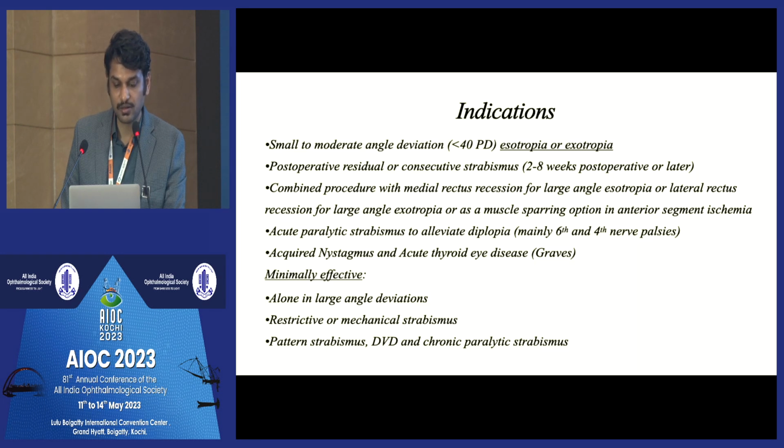These are all the indications for which we give Botox: small to moderate angle deviations, basically less than 40 prism diopters. And if you are combining resection procedures for large angle deviations, you can always augment it with Botox. For acute paralytic cases, to alleviate the diplopia, you can give Botox. And for restrictive strabismus like DRS, you can give Botox to show the patient how he will be after surgery. And for acquired nystagmus also, you can give Botox. And in active cases of thyroid eye disease where surgery is not done, to relieve the diplopia, you can give Botox.